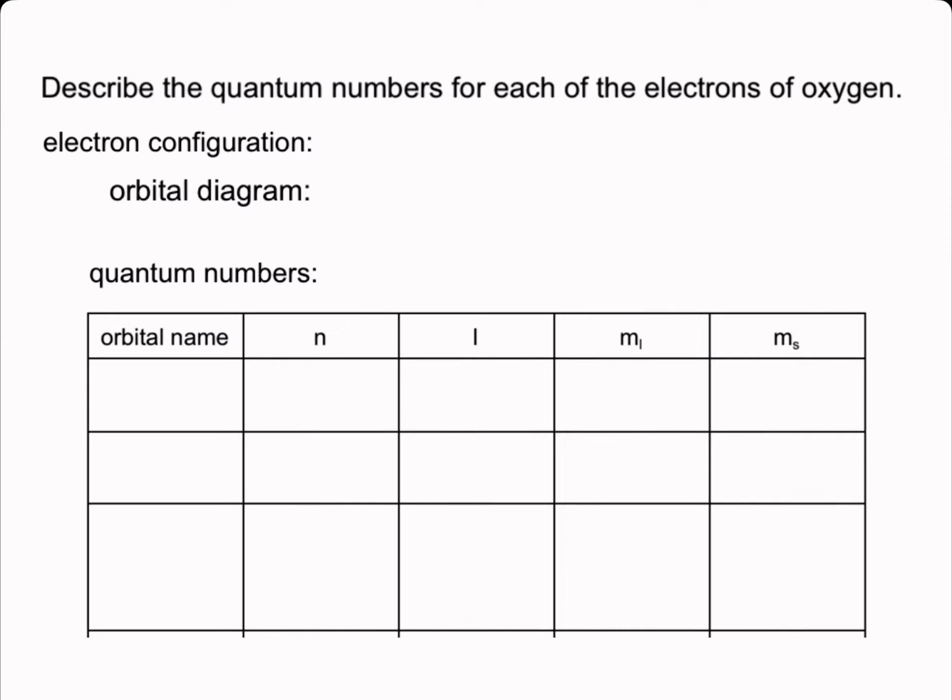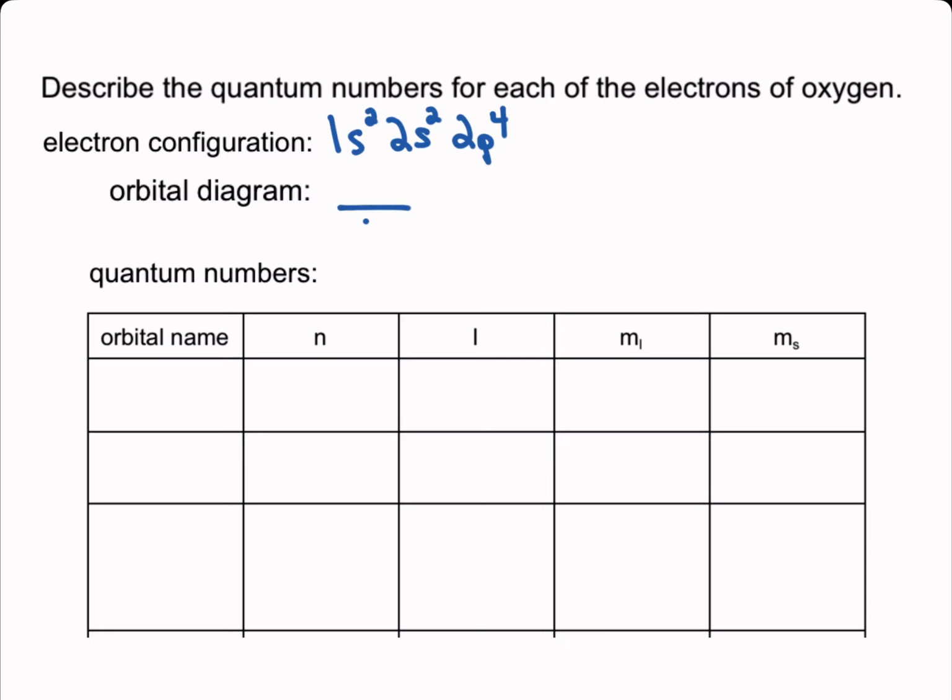Describe the quantum numbers for each of the electrons of oxygen. We have to do a few things before we can actually describe the quantum numbers. We have to start off with the electron configuration. Oxygen has atomic number 8, so the electron configuration for oxygen would be 1s2, 2s2, 2p4. The next thing we want to do is draw the orbital diagram for every single electron.